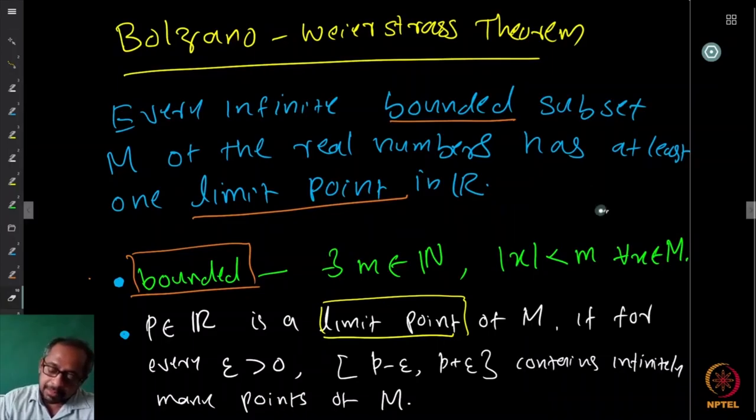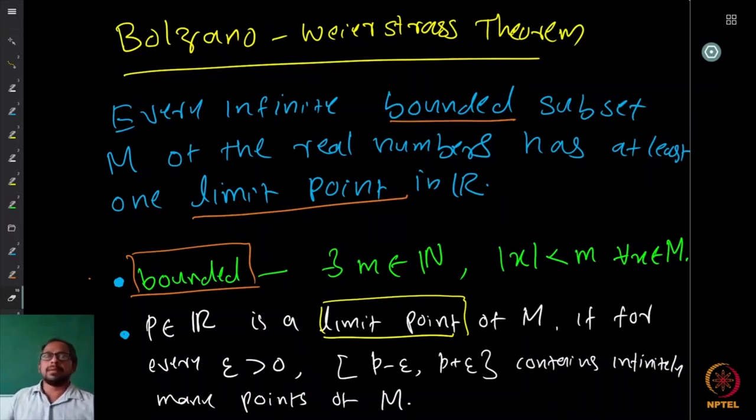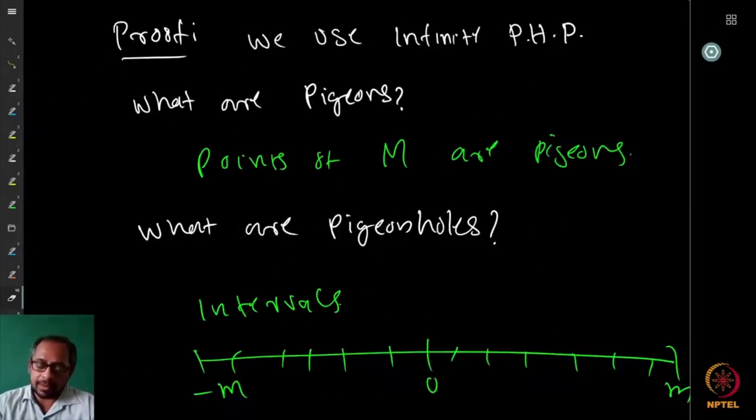Now alpha can be made as small as you want, right? For every epsilon greater than 0. So if I give you epsilon as 1 by 10 raised to 100,000, then you should still be able to find infinitely many points of M inside. So what the Bolzano-Weierstrass theorem says is that if the infinite set is bounded, then it has at least one limit point in R. You can always find some element whose neighborhood contains infinitely many points, for every small enough interval, as small as you want.